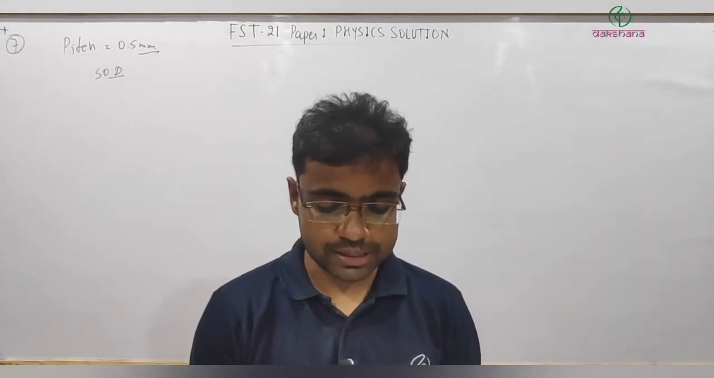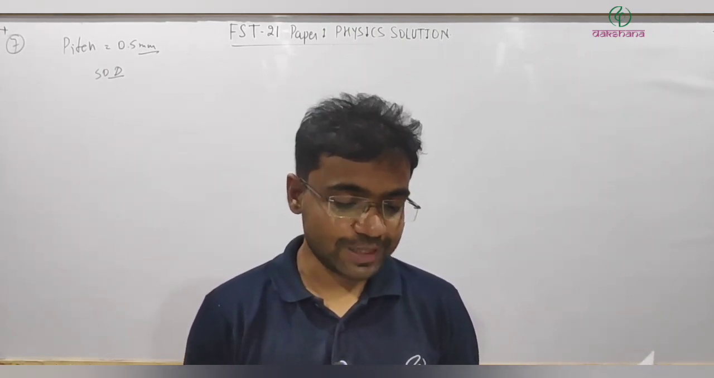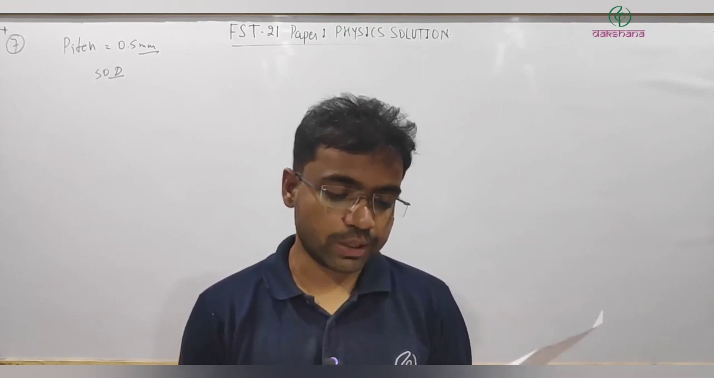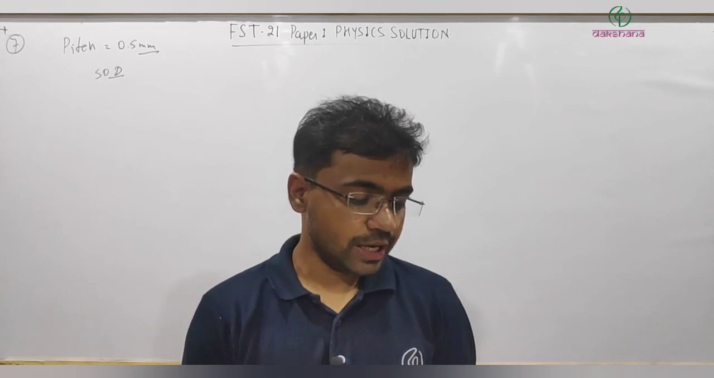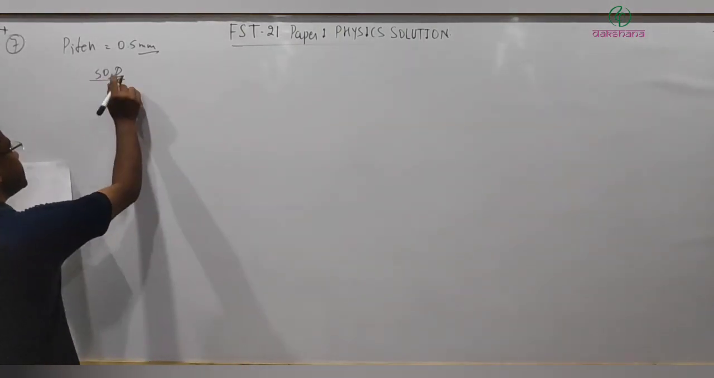46th division of the circular scale is coinciding with the reference line, and 0 of the main scale is not visible. When the wire is placed between the studs, the linear scale reads 2 divisions, and the 20th division of the circular scale coincides with the reference line. The correct statement is, so 50th division, 50 divisions.